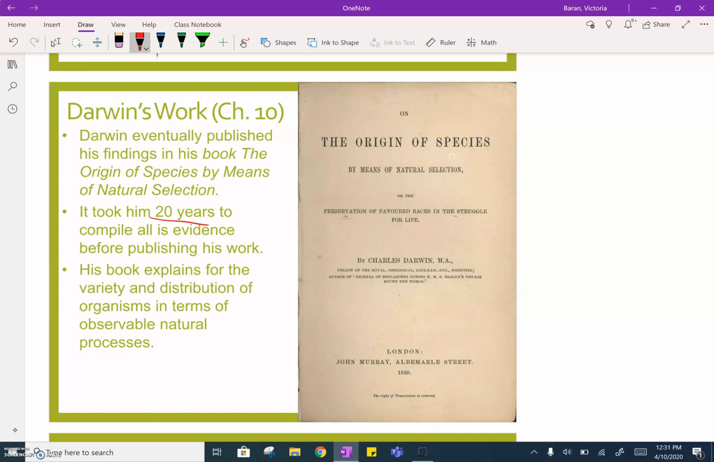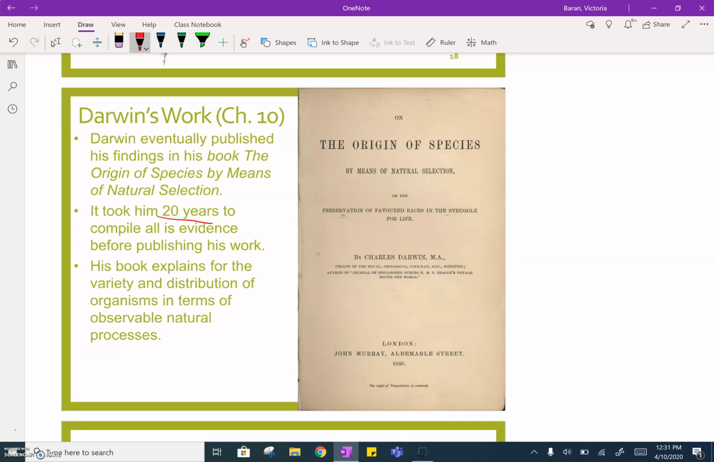And in his book, he explains why we have all these different species and their distribution, so why they are found where they are in terms of observable natural processes.